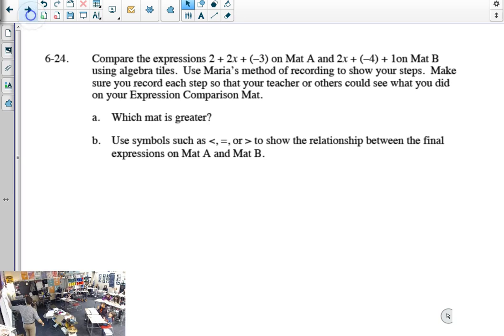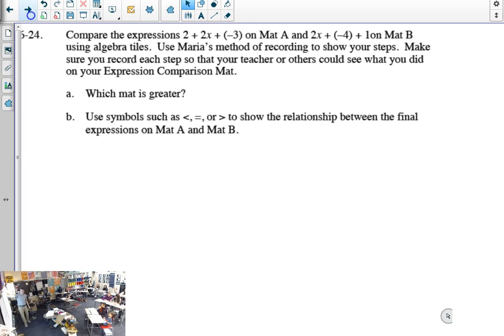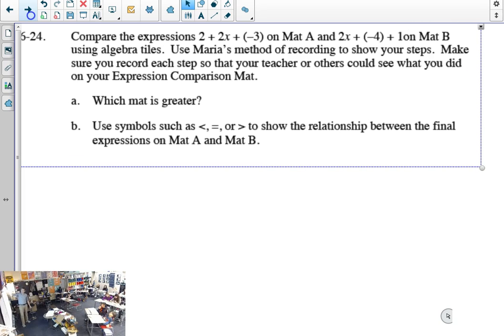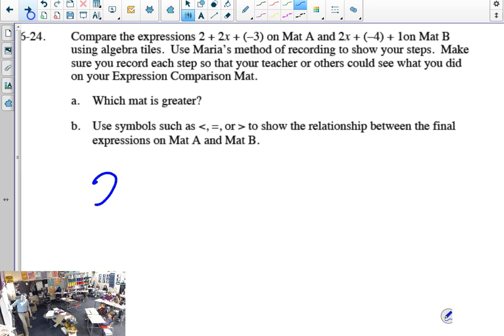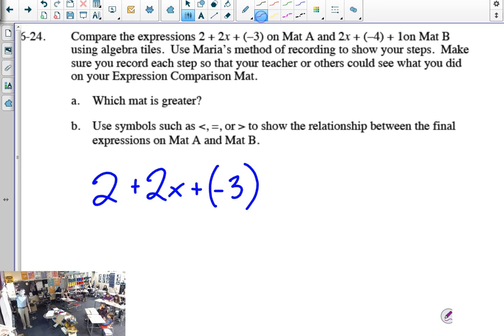Okay, let's look at 24. Now, I don't like how this looks on the screen, so please make sure you realize that 1 is with the expression. So we are comparing, and I'm going to give you guys time to do this. We're going to write both of these out. We're comparing the mat with 2 plus 2x plus -3 with the mat that has 2x plus -4 plus 1.